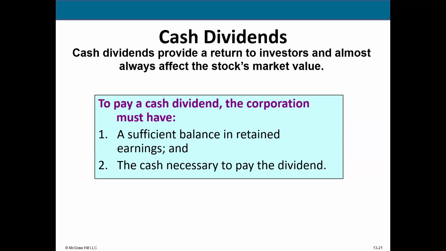But of course, the company needs to make sure that before they pay a dividend out, they have enough in their retained earnings account. And obviously, they need to make sure they have enough cash on hand to pay the dividend. So, pretty obvious things, but got to make sure you have those two things going on for you before you pay out.